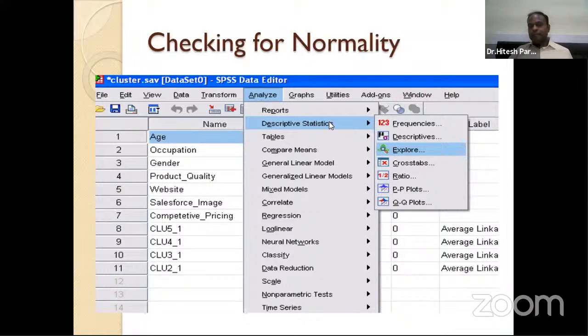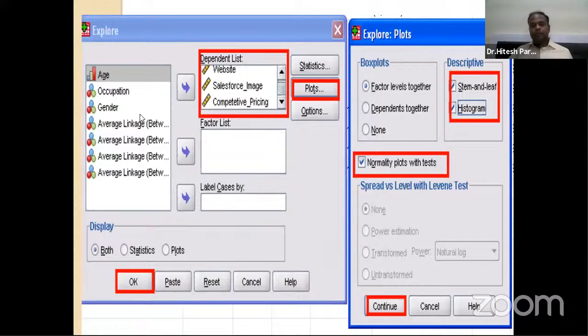So click on Analyze, Descriptive Statistics and Explore. Transfer all 4 variables into the dependent list. Click on Plots and give a tick mark to Normality Plot with Test. And just give Continue and OK.